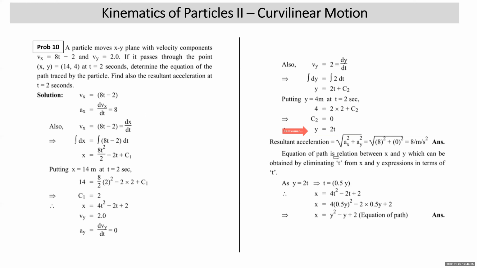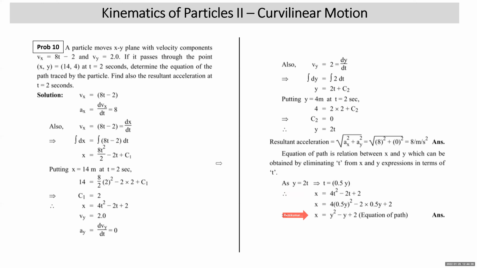Well, the equation of path is a relation between x and y. See, if the particle is moving along a curved path in a plane, then the equation of the path will be a relation between x and y. In this problem, you got x as 4t square minus 2t plus 2. You got y is equal to 2t. So you can eliminate t. How can you eliminate t? y is equal to 2t, so t is equal to y by 2. x is 4t square minus 2t plus 2. Just substitute the value of t into it. You get the equation of path.